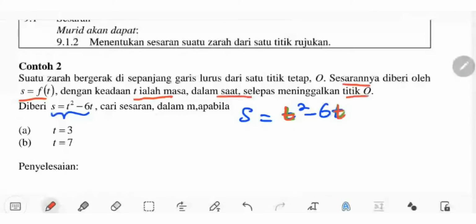Betul ke grammar saya? Hantamlah lagu. Harlin, okey ke Harlin? Okey, cikgu.